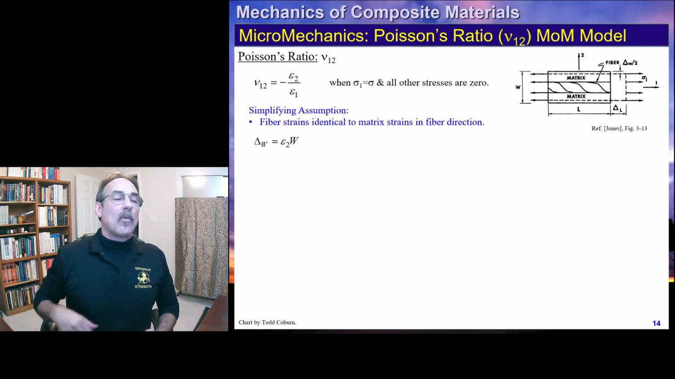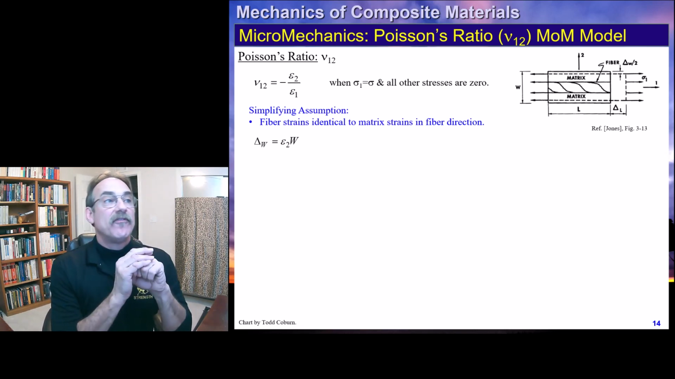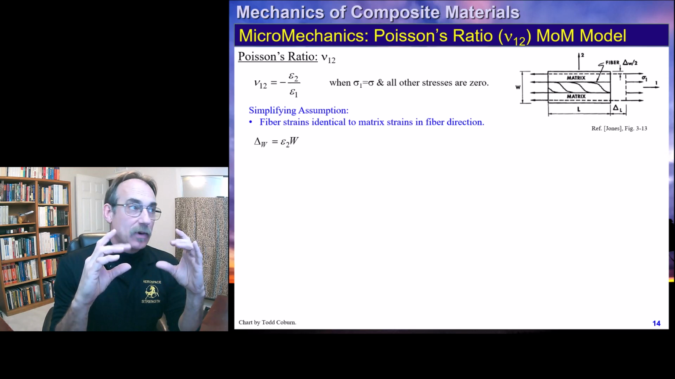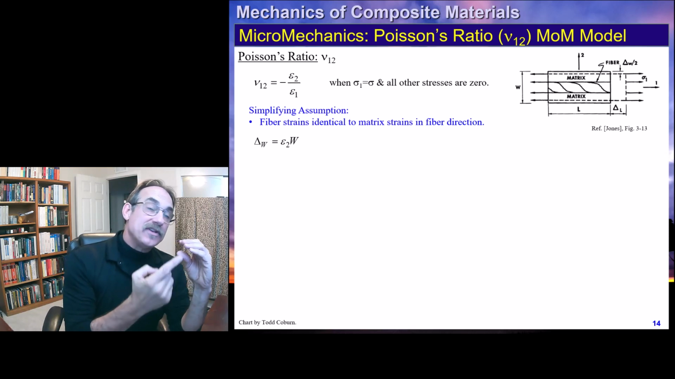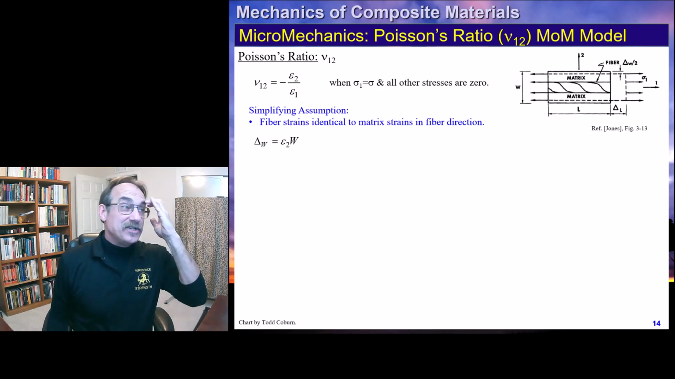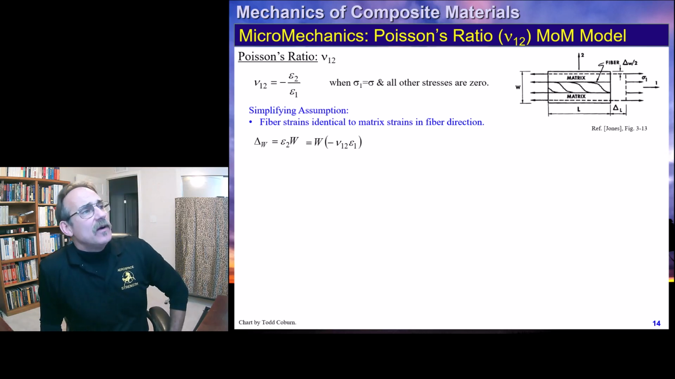Okay, so we can write our equation for the deflection in the widthwise direction. The deflection in the widthwise direction divided by the total width is the strain in the 2, once again, like we saw before. We can write that equation this way. And if we plug in our relation from up above, then we can write it this way.